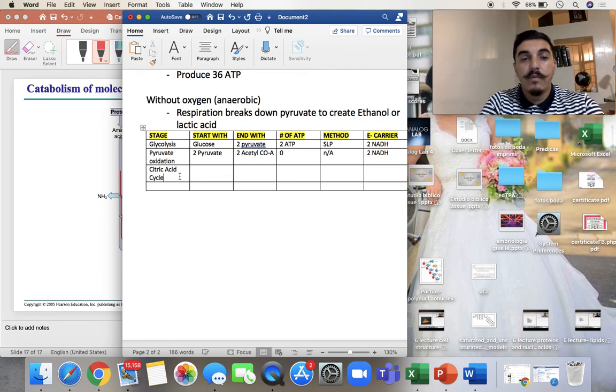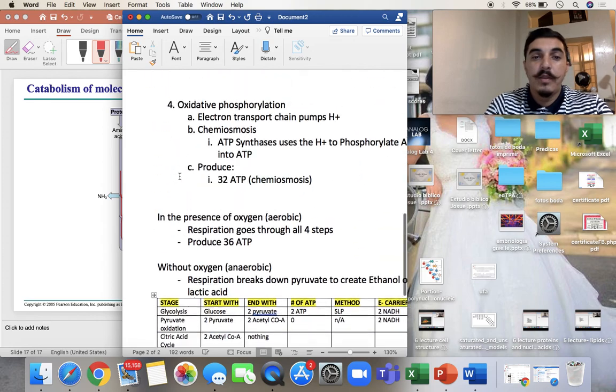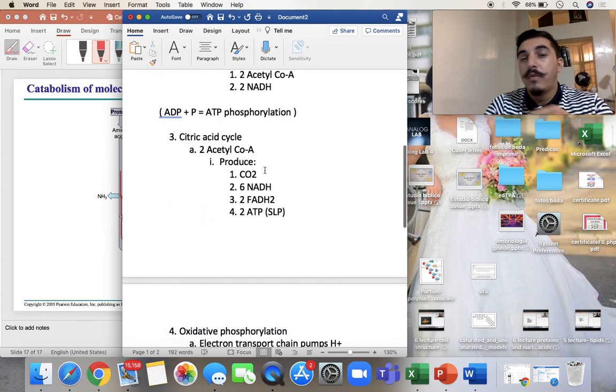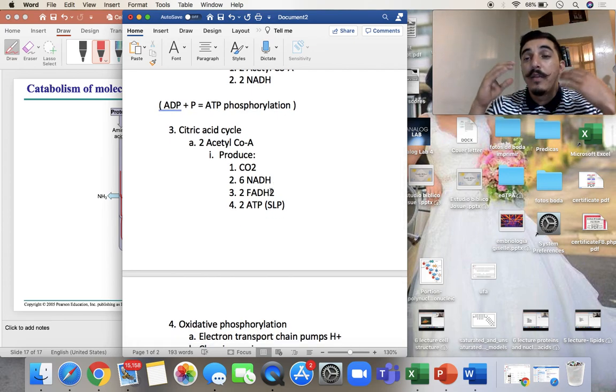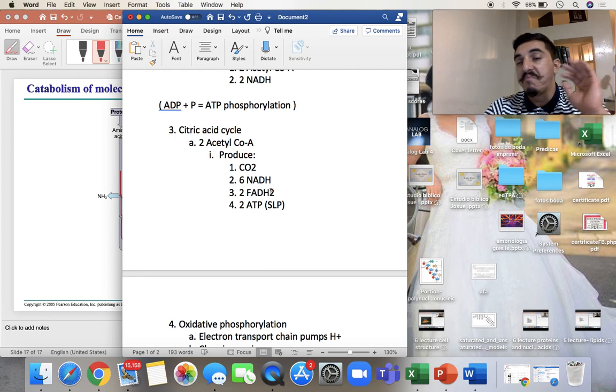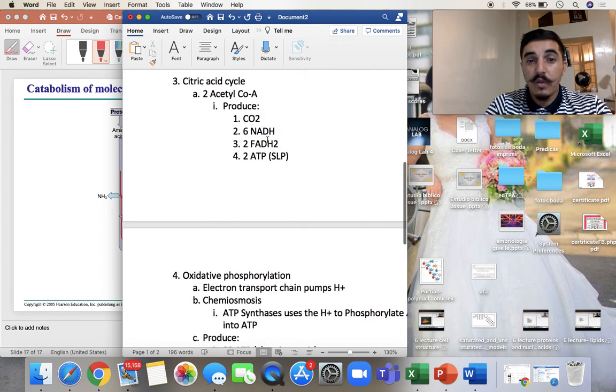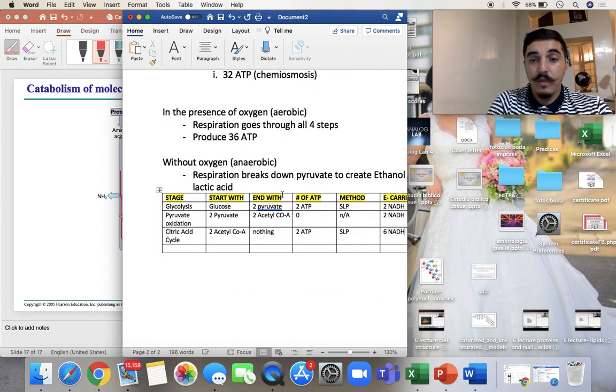Step 3, citric acid cycle. We started with whatever the last one ended with, 2 acetyl-CoA. We ended with nothing. What do you mean nothing? Let's go back to our step. In the citric acid cycle we produced some CO2 that left, but as a molecule itself, the glucose is already broken down to acetyl-CoA, and acetyl-CoA is broken down completely. We release some CO2, but no molecule that we keep and use later, nothing. Just the carriers and the energy. So we have 2 ATPs through SLP, and we also created 6 NADHs and 2 FADH2s.